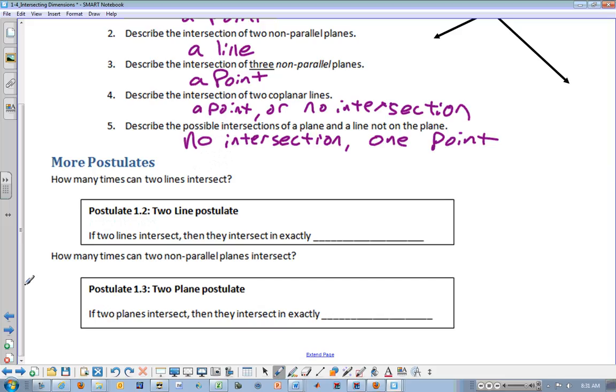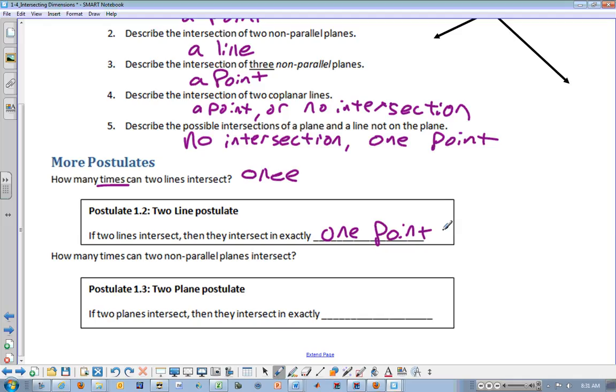So here we go, postulates. After thinking about those things, we got some very simple postulates. How many times can two lines intersect? Well, once, right? They'll never come back around. That's simple but important. If two lines intersect, they'll always intersect at exactly one point. It's just saying the same thing. So that is the postulate.